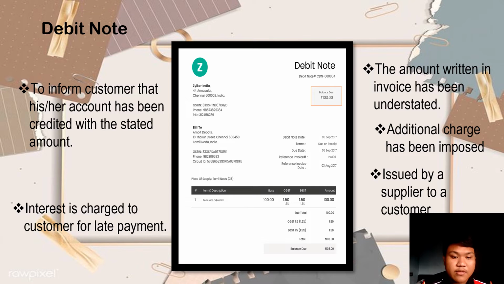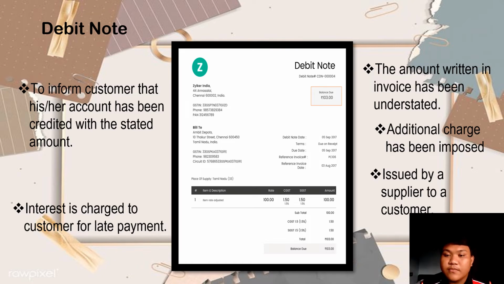Dan seterusnya, interest is charged to customer for late payment. Maksudnya, faedah akan dikenakan sekiranya customer melakukan kelewatan semasa pembayaran. Maksudnya dia lewat membayar hutang tersebut. Jadi kelewatan tu akan dinyatakan di dalam debit note, dan the amount written in invoice has been understated.